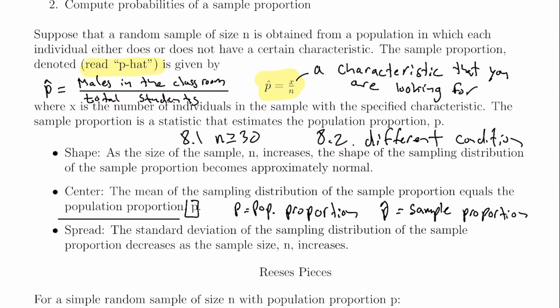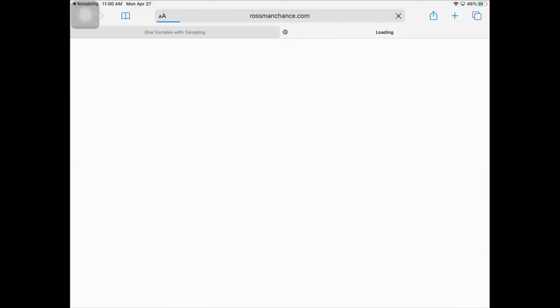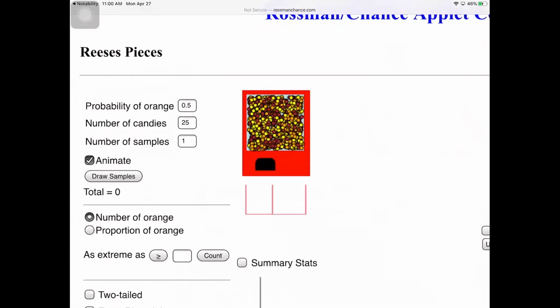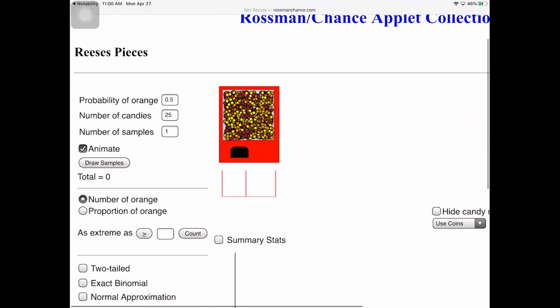All right, so let's go ahead and look at the simulation. Hopefully the simulation got a little bit better than the last one we did last week.